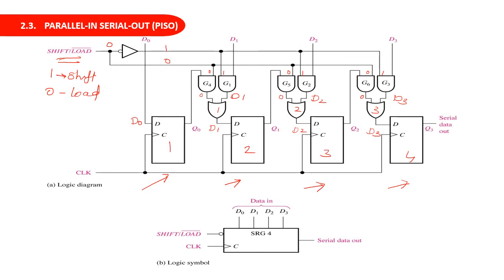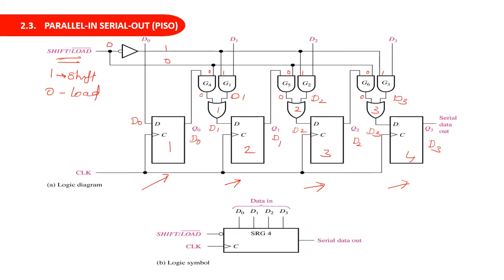Now when you apply the clock pulse, all the flip-flop outputs will change according to the data inputs D0, D1, D2 and D3. So the output Q0 will become D0 when the next clock pulse comes, and Q1 will become D1, Q2 will become D2, Q3 will become D3. Okay, so that is the loading operation. That means we are loading each flip-flop using the data that we have to shift.